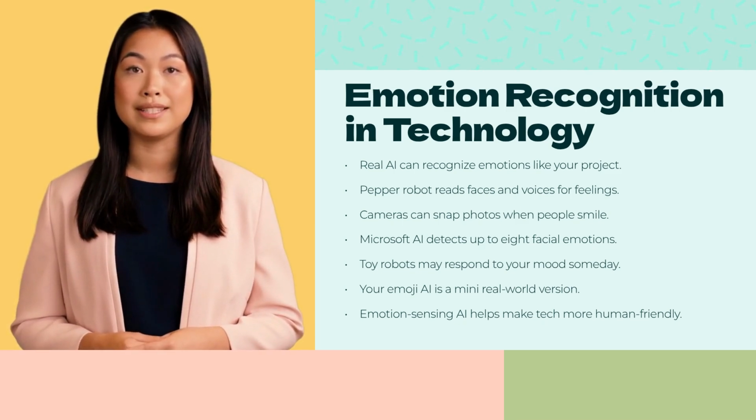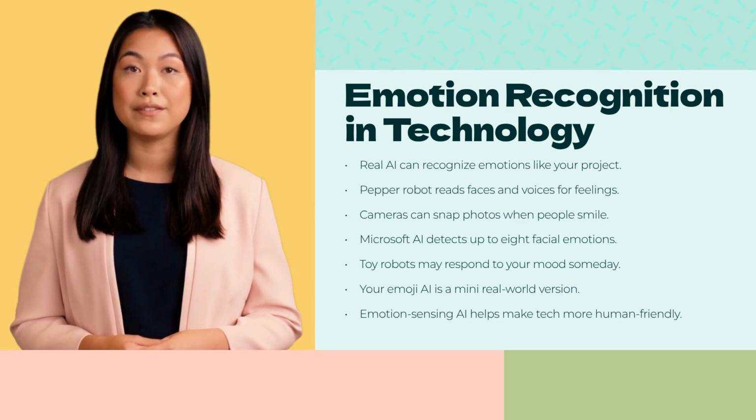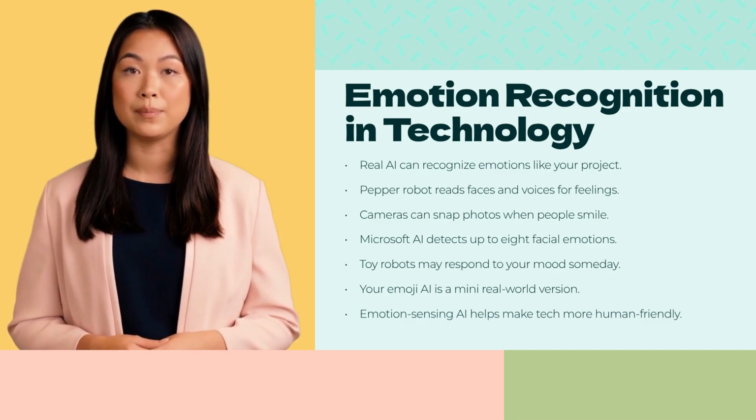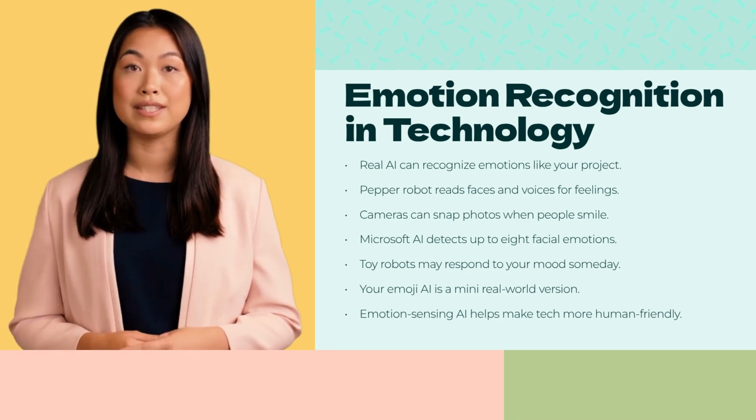And how about toys? Imagine a toy robot pet that notices you haven't played with it in a while and feels lonely, or can tell you're upset and then plays a silly song to cheer you up. These things are being worked on right now. So the Emoji Emotion AI you built is like a mini version of technology that could someday be in your home, school, or doctor's office. Understanding emotions is a big step for AI to be more helpful and friendly to us humans.